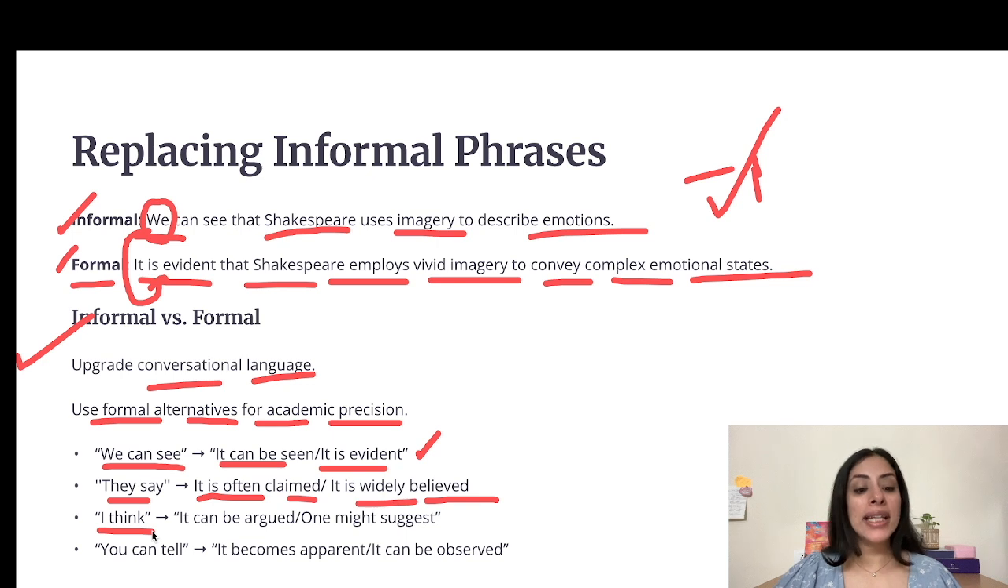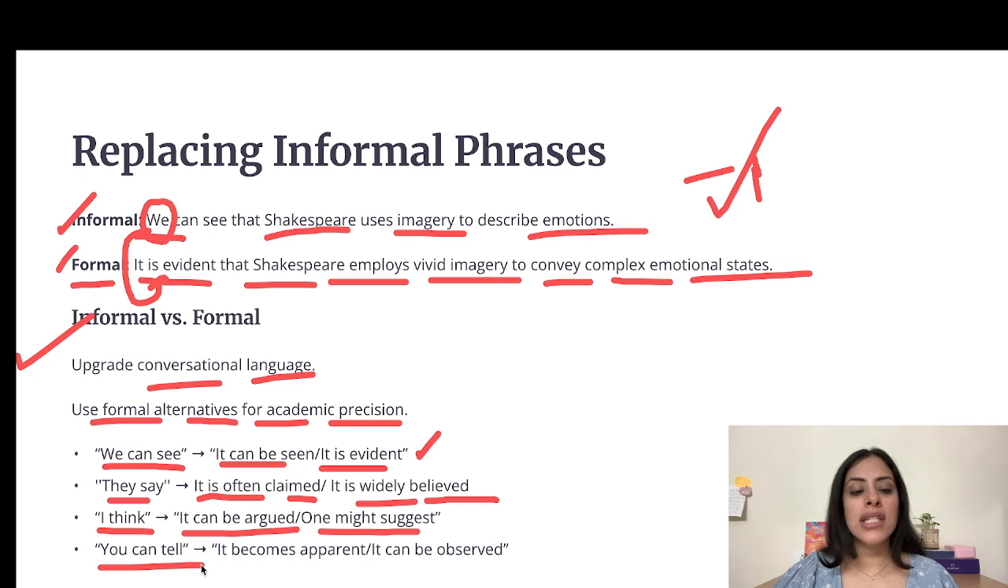Another one is I think. So instead of writing I think, because I is a personal pronoun, the moment you mention I, it makes your writing personal instead of formal. So instead of that, you should write it can be argued or one might suggest.